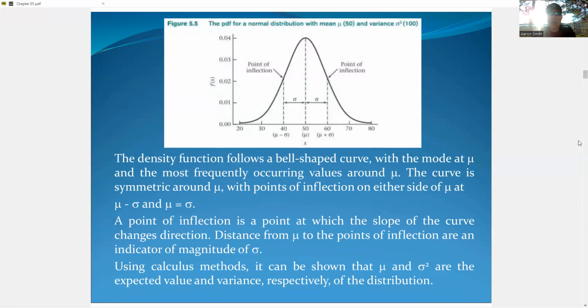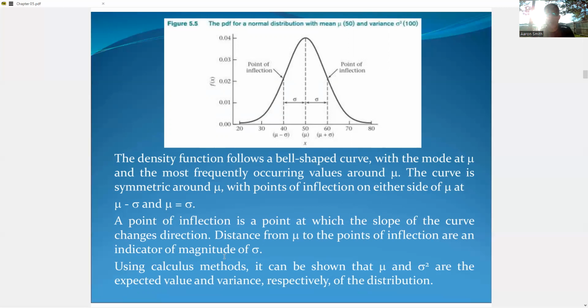The density function follows a bell-shaped curve with the mode at mu, and the most frequently occurring values are close to mu. The curve is symmetric also, and it has inflection points on either side, 1 standard deviation to the left and right. A point of inflection is a point at which the slope of the curve changes direction. The distance from mu to the point of inflection is an indication of the magnitude of sigma.